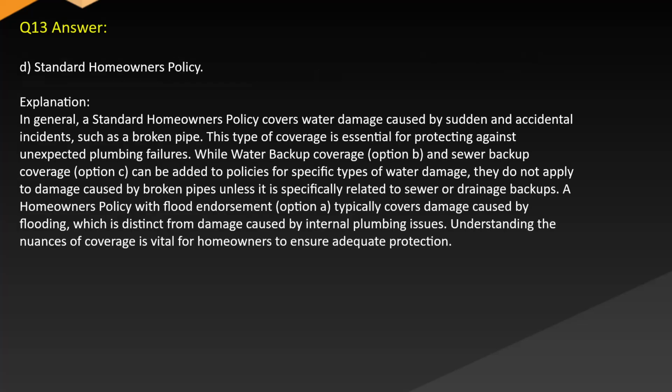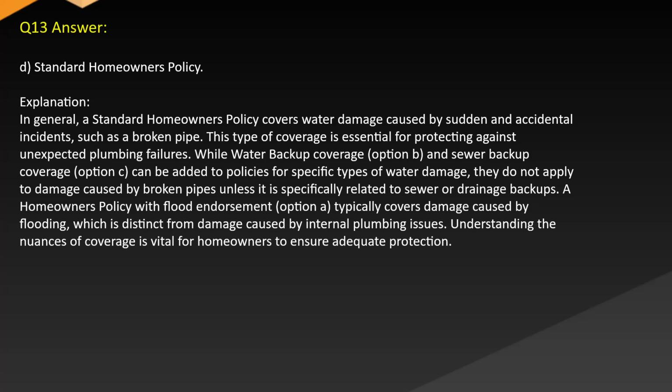Answer: D. Standard homeowners policy. Explanation: in general, a standard homeowners policy covers water damage caused by sudden and accidental incidents, such as a broken pipe. This type of coverage is essential for protecting against unexpected plumbing failures, while water backup coverage, option B, and sewer backup coverage, option C, can be added to policies for specific types of water damage.